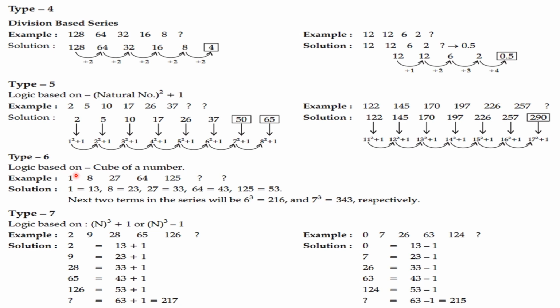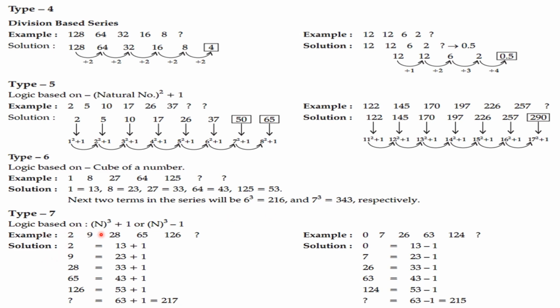Logic based on cubic numbers. Example: 1, 8, 27, 64, 125. 1 is equal to 1 cube, 8 is 2 cube, 27 is 3 cube, 64 is 4 cube, and 125 is 5 cube. The next two terms are 6 cube, which is equal to 216, and 7 cube, which is equal to 343 respectively.